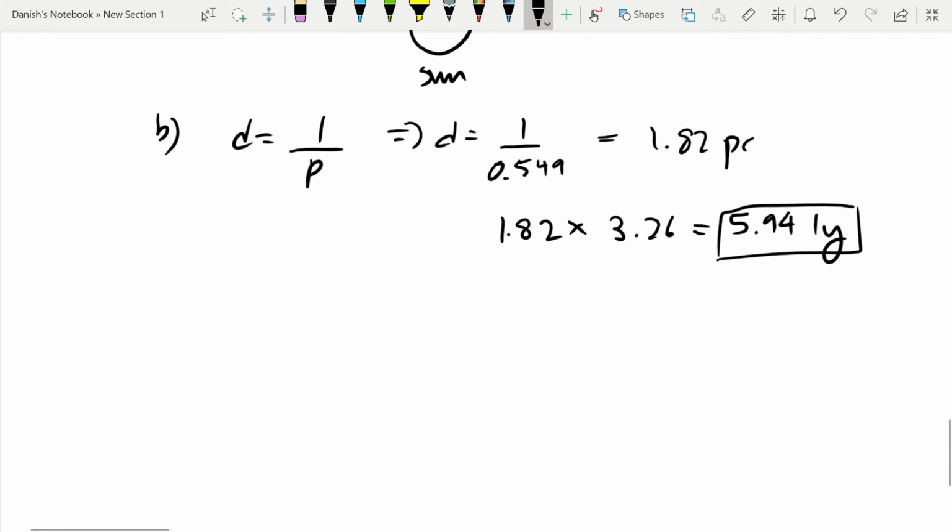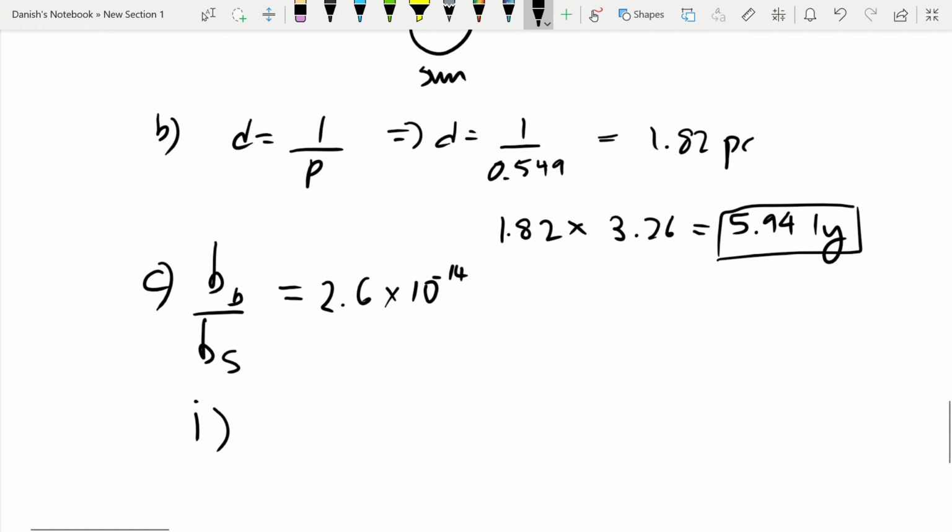That was easy enough. Let's move on. C. So C gives us the ratio of the apparent brightness. So brightness of the Barnard star over brightness of the sun is 2.6 times 10 to the negative 14th. That's the ratio. First, we just have to define the term apparent brightness.